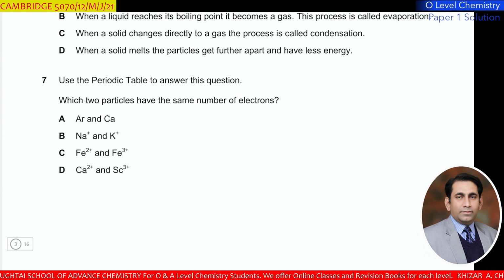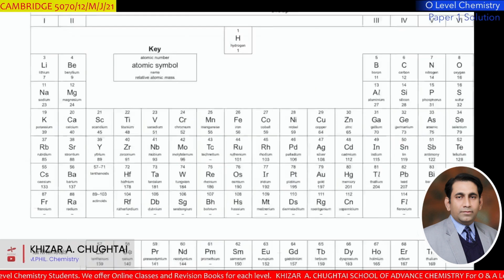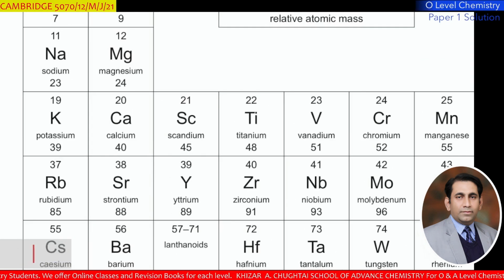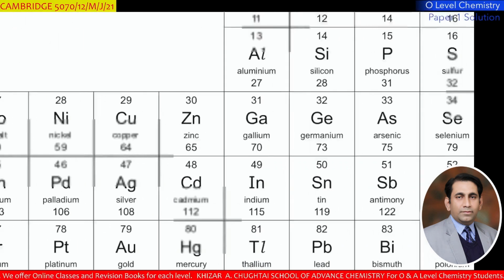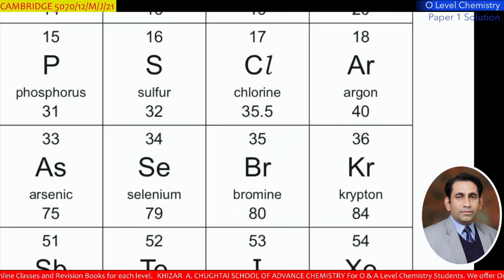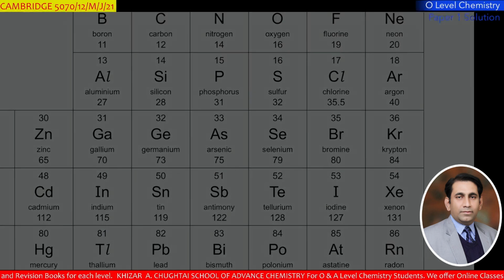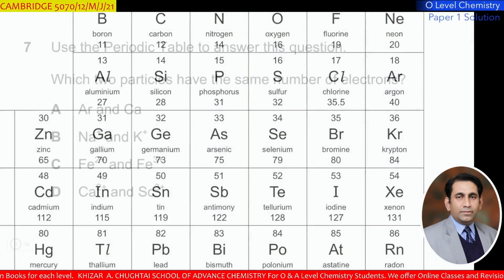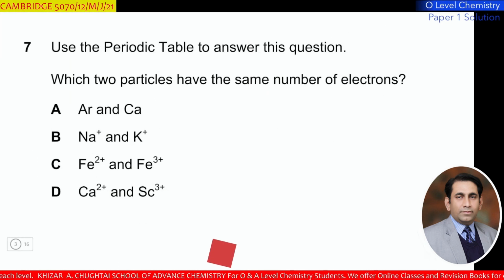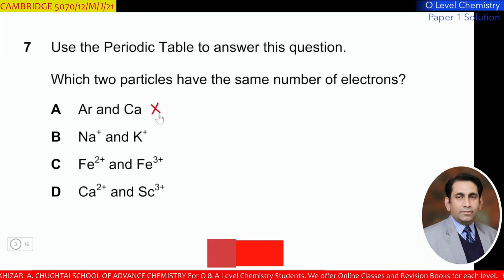Question number 7. Use the periodic table to answer this question. Which two particles have the same number of electrons? I am going to show you the periodic table. Let's see over here. Calcium has 20 electrons and Ar has 18 electrons. No, the first option is the incorrect option. It's not the correct one.